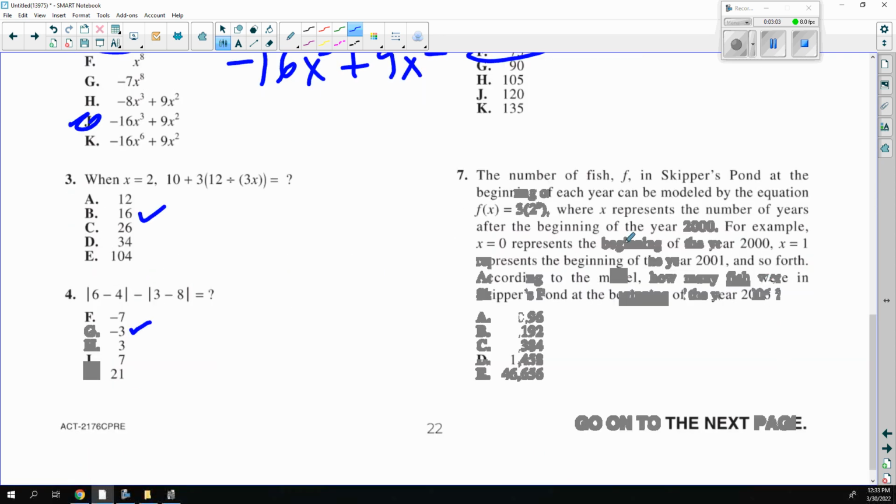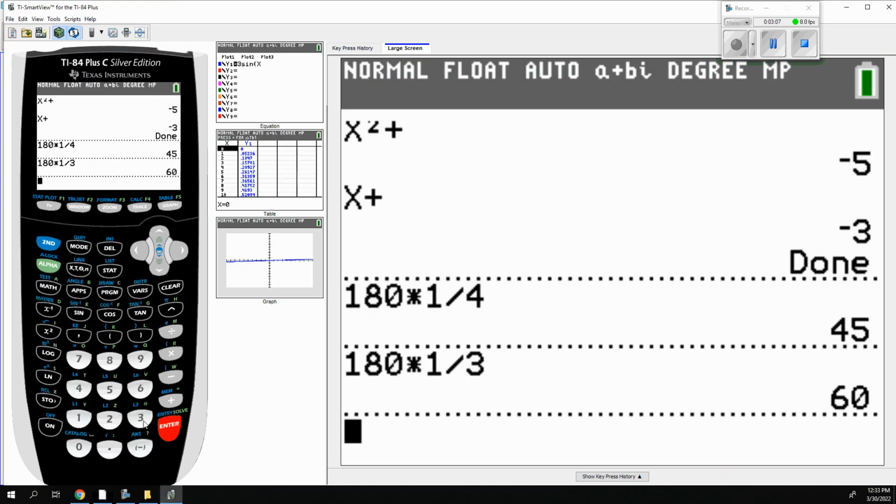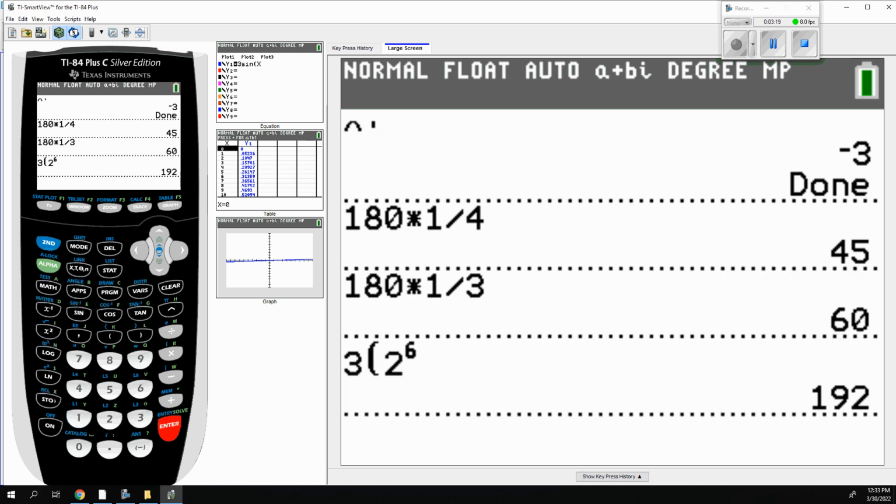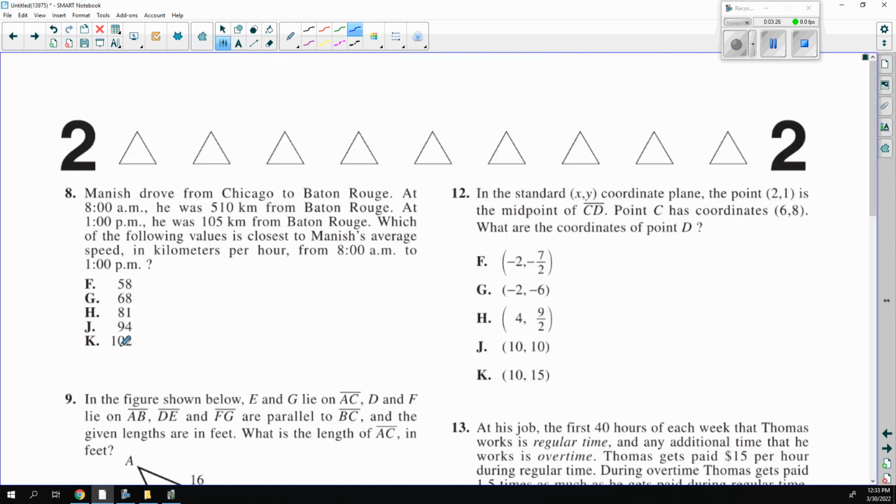6 years means x is 6. So it's 3 times 2 to the 6th power. Should give you, I put 3, should be 6. And that will give you 192 fish. Answer B.